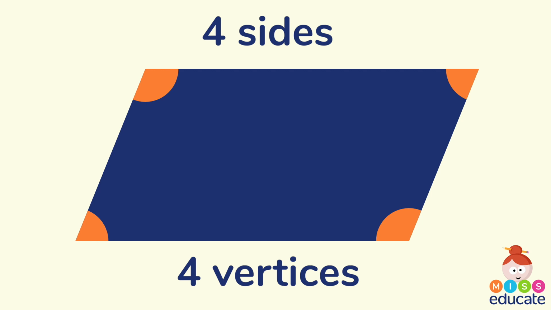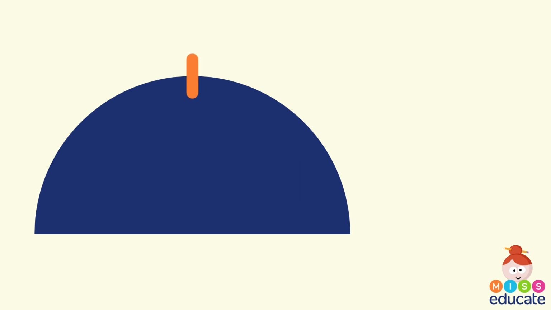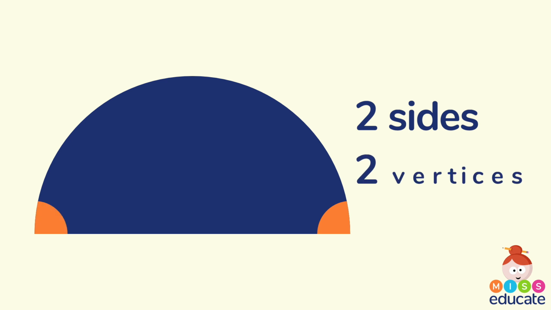Well done. Now what about our semicircle? It's a bit like half a circle, isn't it? Let's have a little look at it. How many sides do you think it has? It has 1 curved side and 1 straight side. And it has 1, 2 vertices.